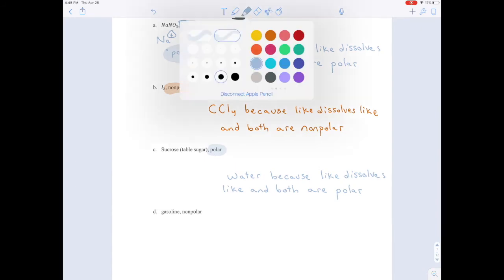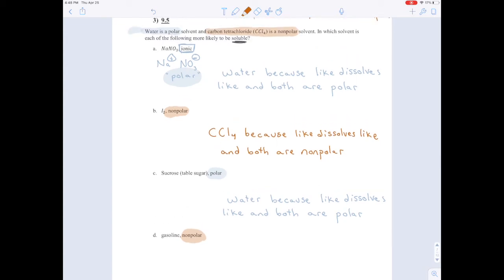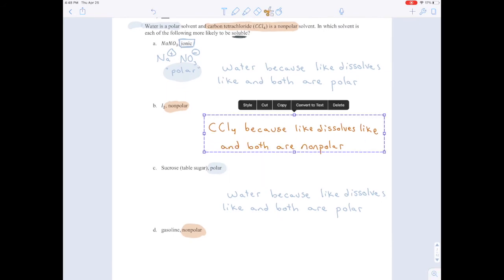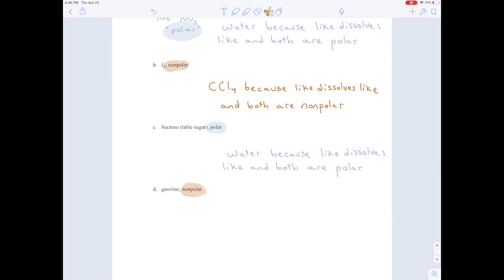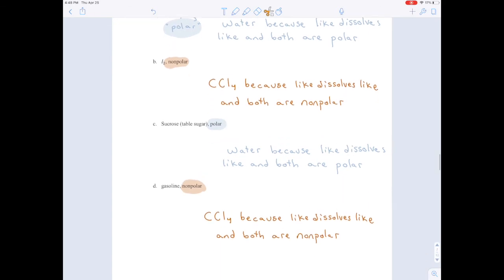For D, it says gasoline, and they tell you that gasoline is nonpolar. So if you pour gasoline in water, will it mix? No. It would mix with a nonpolar solvent, like carbon tetrachloride. So like dissolves like. You can't mix a nonpolar thing with a polar thing. So gasoline would dissolve in or be soluble in carbon tetrachloride, CCl4, because like dissolves like, and both gasoline and CCl4 are nonpolar.